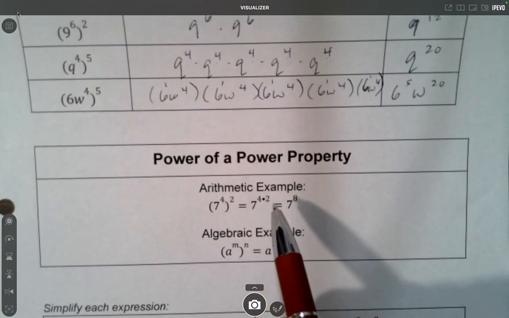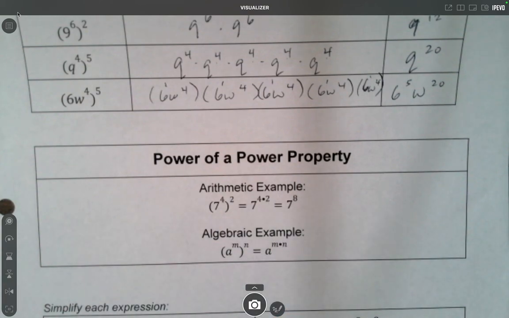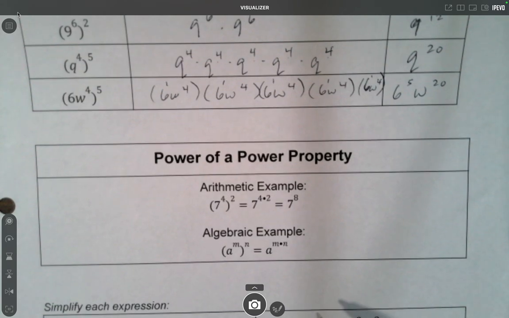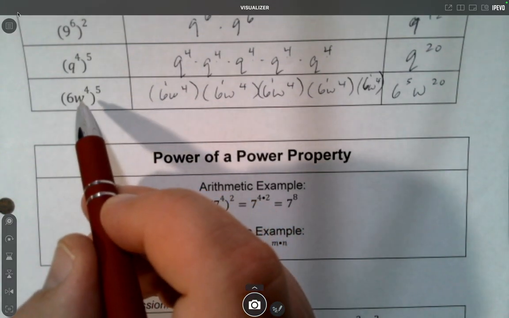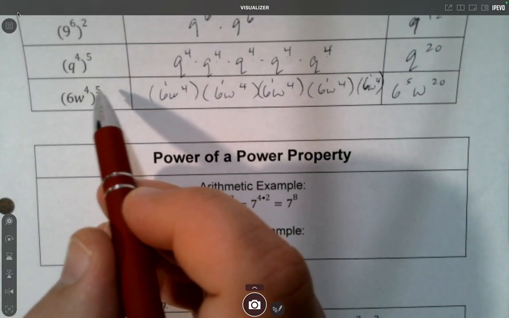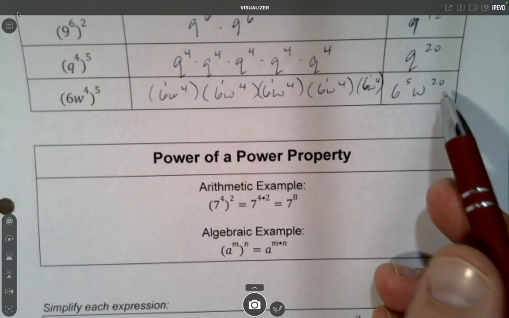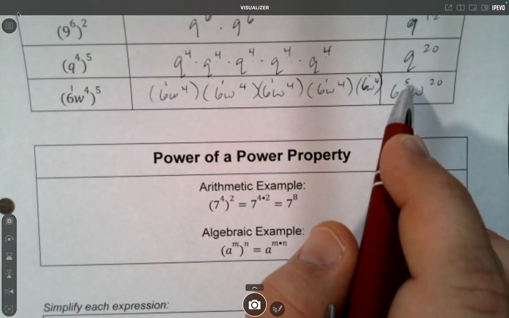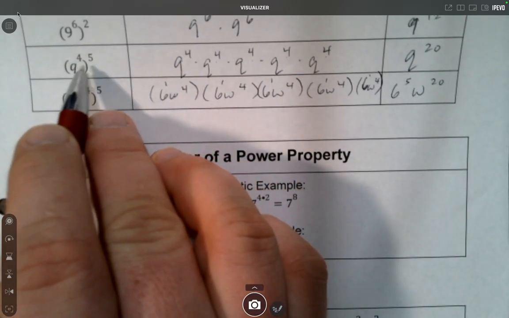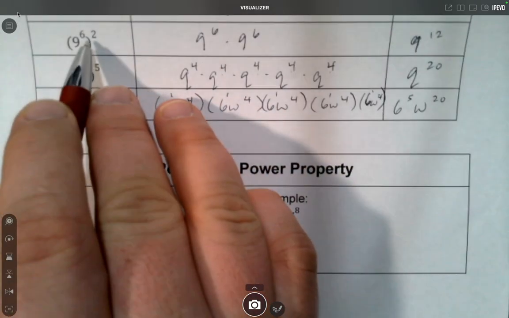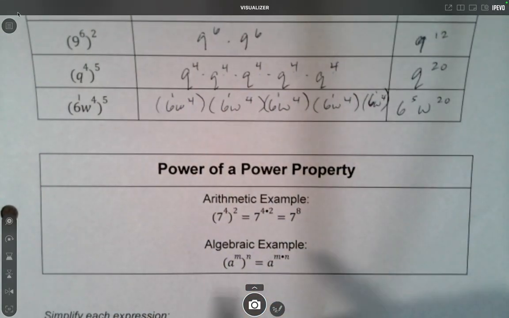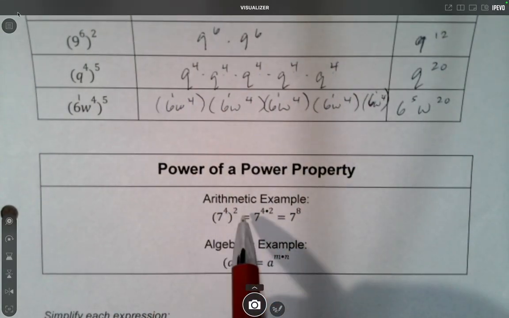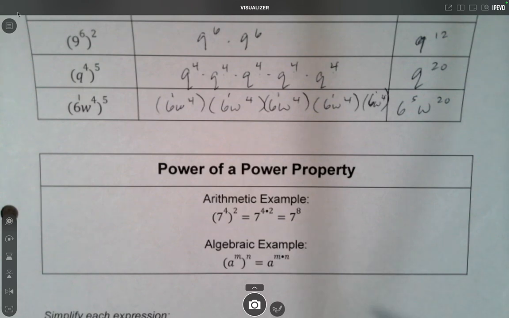So, the property for the power of a power. When you're multiplying, you add the exponents. But when you've got a power of a power, you multiply the exponents. So if you look back here, w to the 4th raised to the 5th. 4 times 5 is 20. 6 to the 1st raised to the 5th. 1 times 5 is 5. 4 times 5 is 20. 6 times 2 is 12. So 7 to the 4th squared, we do 4 times 2, which is 8.